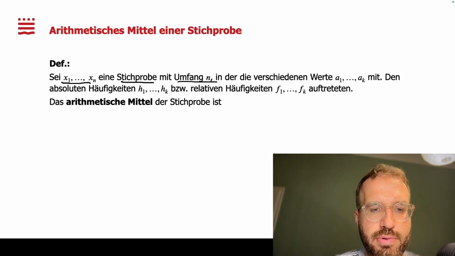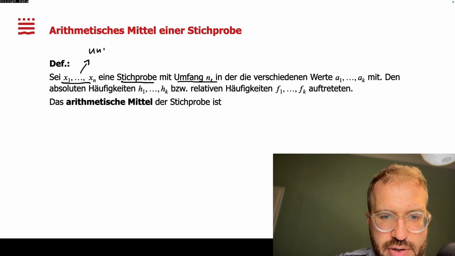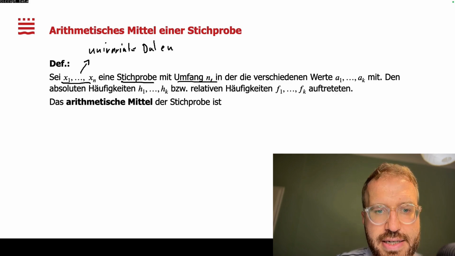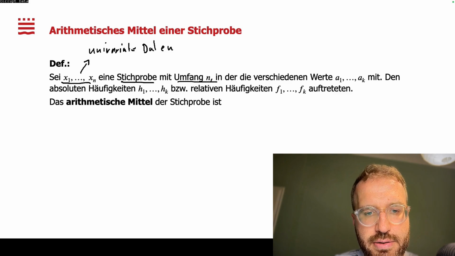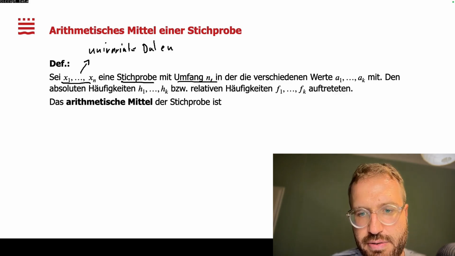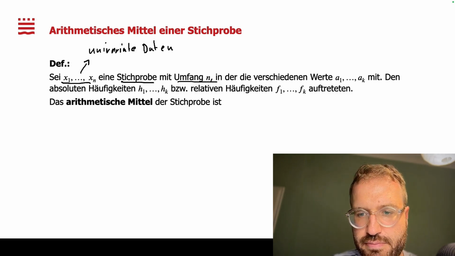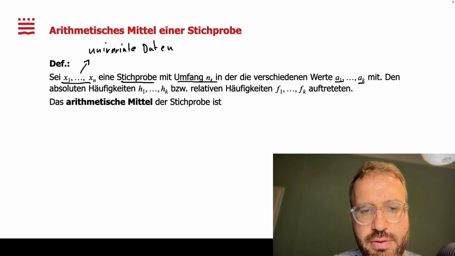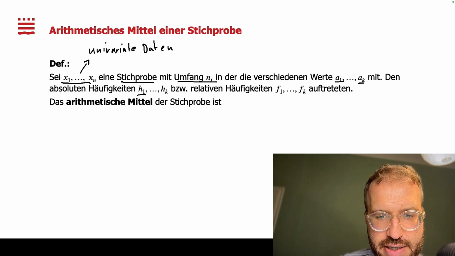So we have our data from x1 to xn, and just to clarify, these are univariate data, which means that each data point contains exactly one number or characteristic. And whenever we do not specify it, we mean univariate data. And then the size n indicates that there are n data points. Then we have the values a1 to ak, and we have the absolute frequencies h1 to hk.